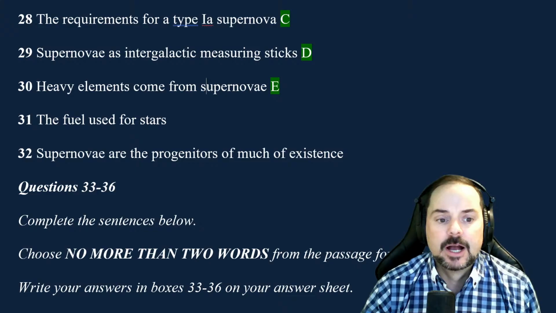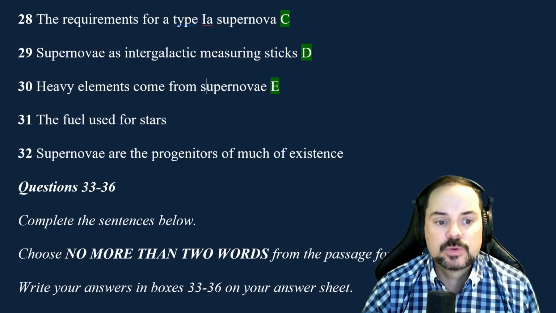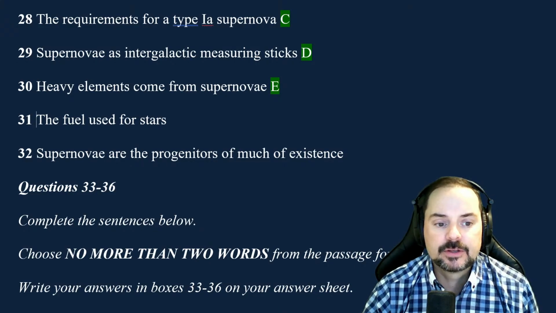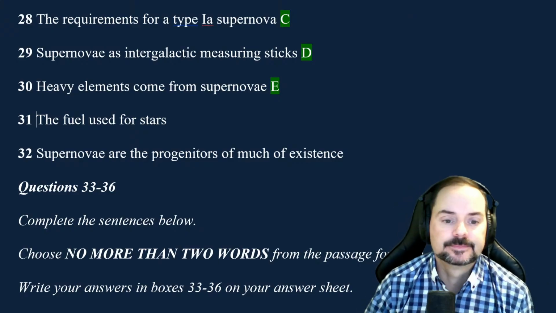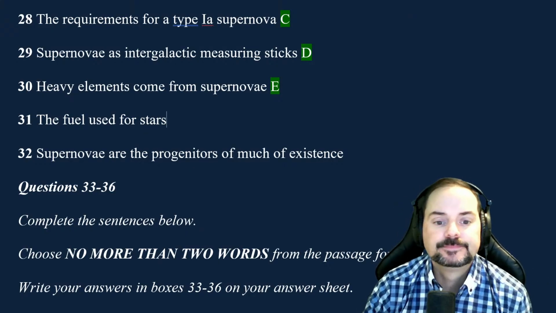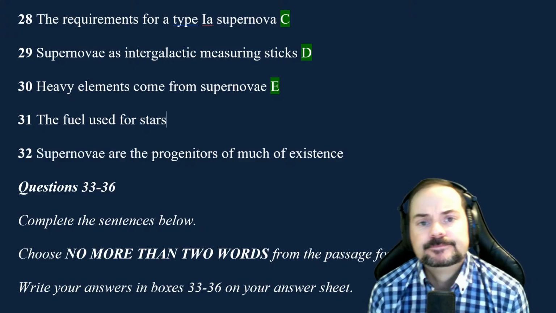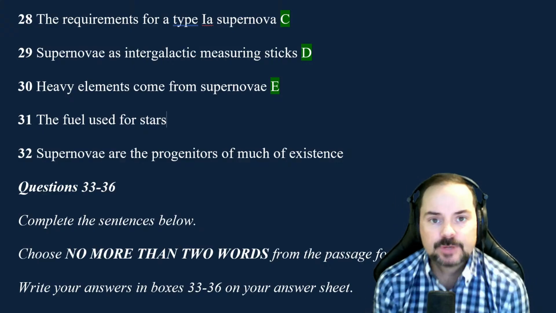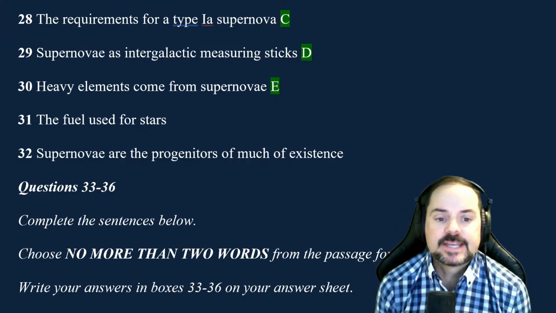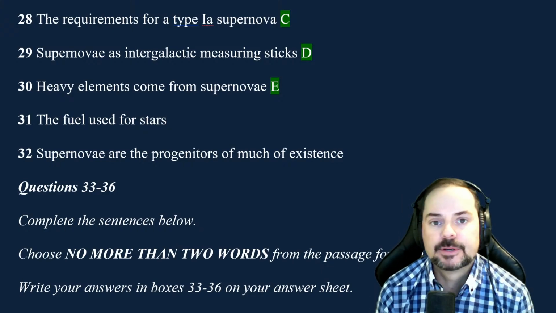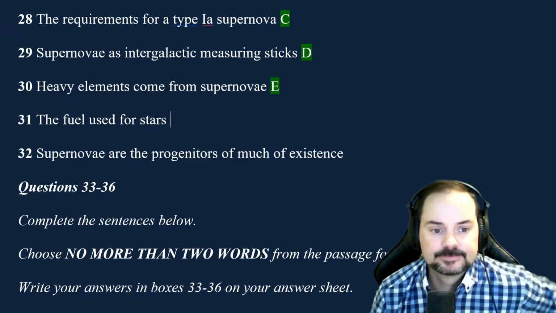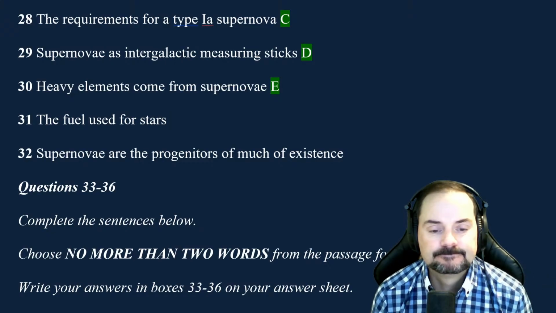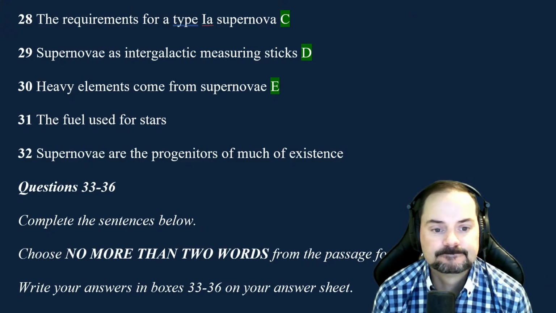All right. The next one here, number 31. Go ahead and read that one for me. The fuel used for stars. Okay. Logically, you're the author. Where would you put that? Where in this passage would you talk about the fuel that's used for stars? In paragraph E, because in that paragraph we talked about how stars are born from different gases.